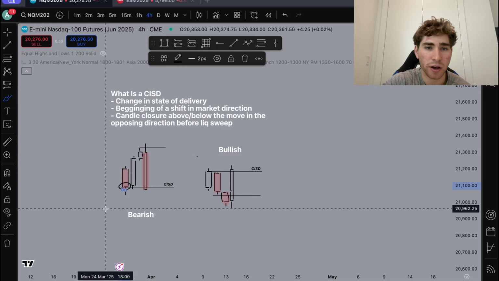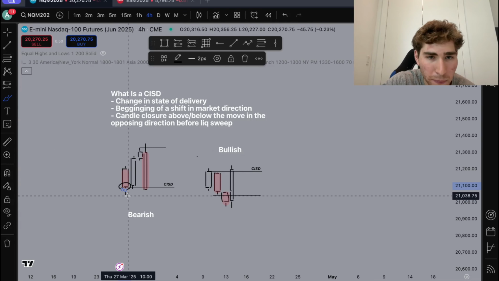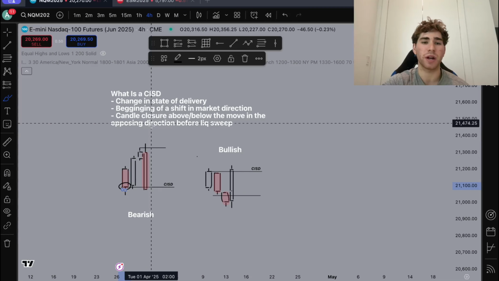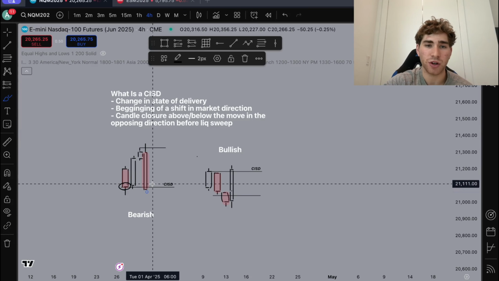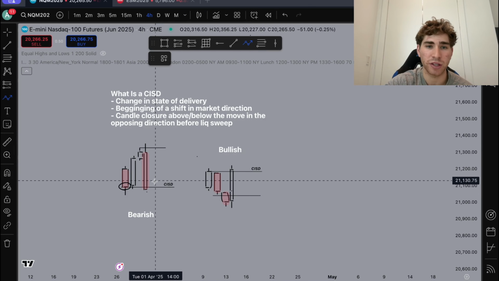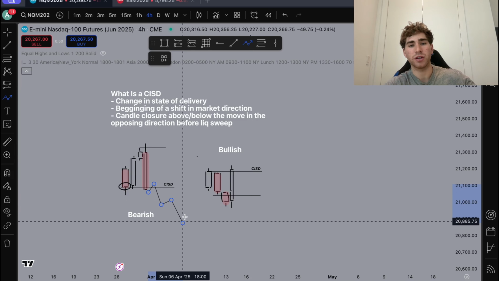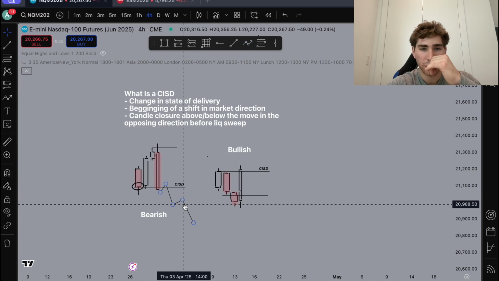We ignore the wicks. Don't even worry about the wicks. Only focus on the bodies. We close below the body, and that is when you would enter short. You either wait for a retrace into it or you just straight up trade when it is created. I like to enter when it's created. But if we do close very low, I would wait for a retrace. But if not, it provides a great opportunity to go short.